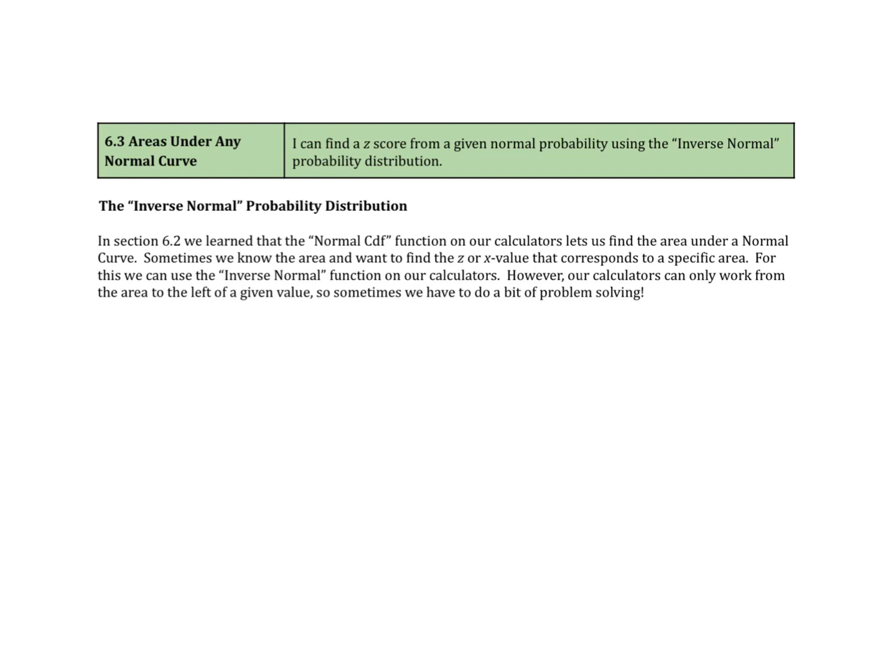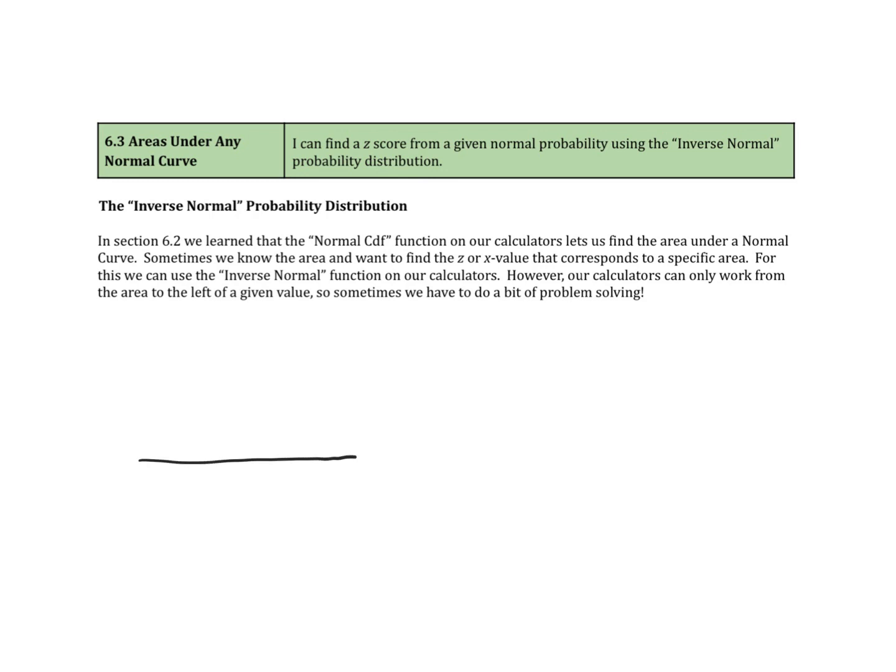In this video, we will be talking about section 6.3, areas under any normal curve. Our goal is to find a z-score from a given normal probability using the inverse normal probability distribution. In section 6.2, we learned that the normal CDF function on our calculators lets us find the area under a normal curve. So let me review what that looks like.